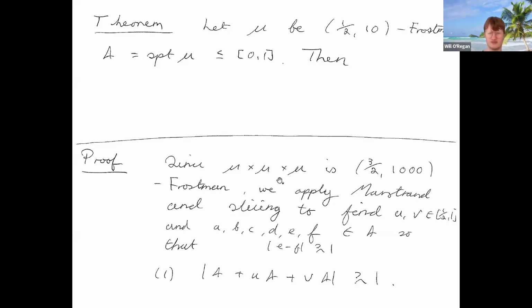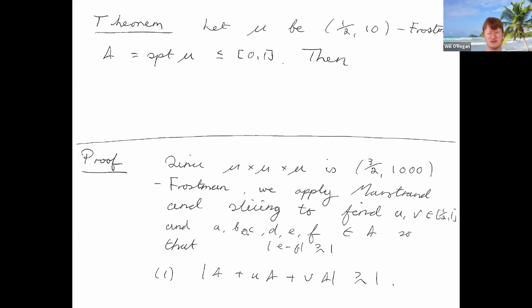So you can just do the same thing, really. You can do mu cross mu cross mu, and that lives in R^3, and that's 3/2-Frostman. This constant's not particularly important. And then you can apply Marstrand and the slicing theorem again. And what we can find is this U and V here. So this is going to represent our projection.